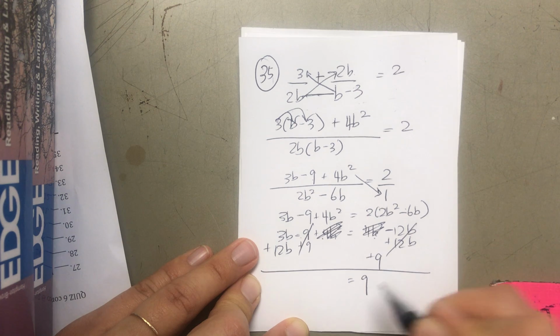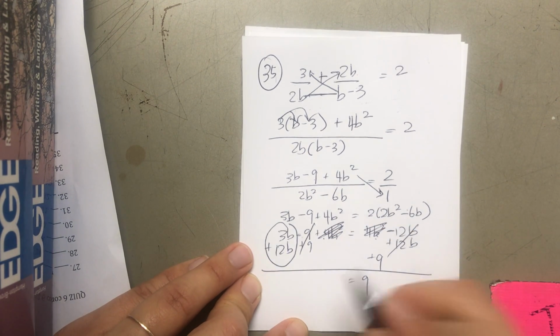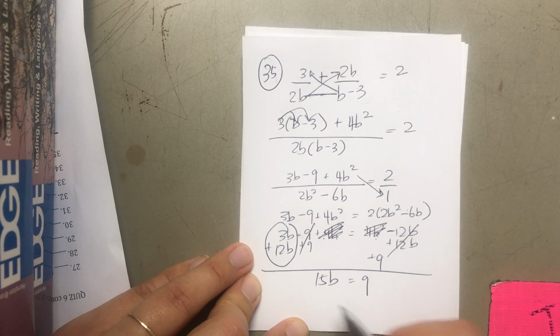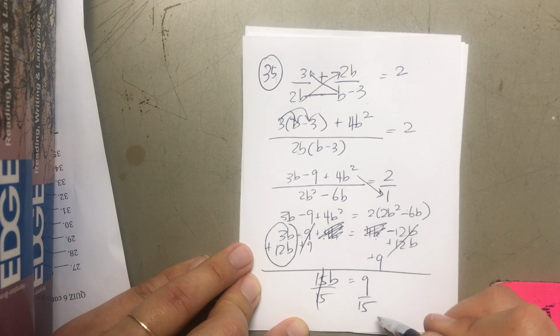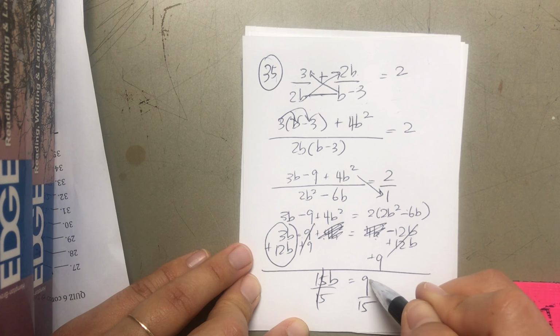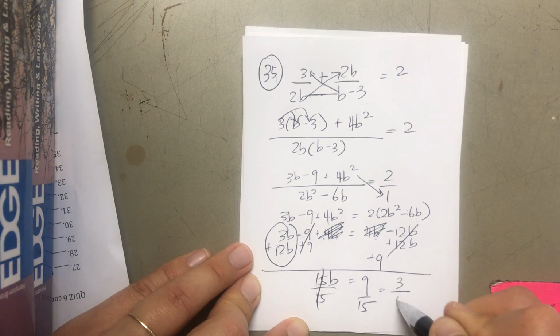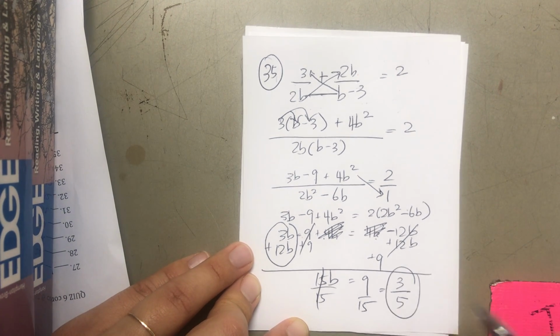Okay, so there's going to be a positive 9 on this side, and 3 plus 12 is going to be a 15b. To find out what is b, divide out the 15, divide out the 15. That's going to cross out, and b is going to equal 9 over 15, but we could take out a 3, so that's going to be a 3. Take out a 3 here, it's going to be a 5, and that's your final answer.